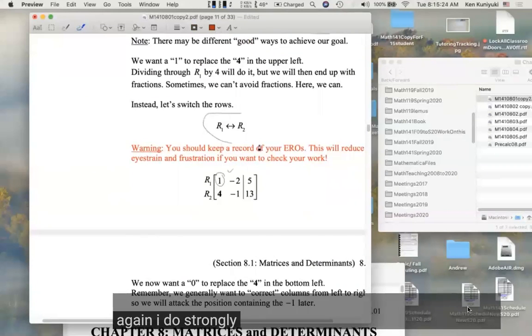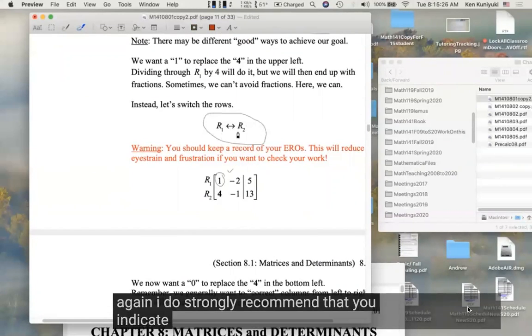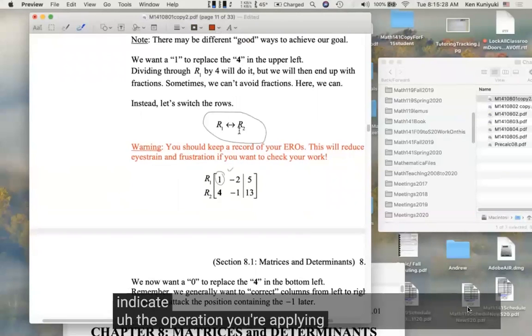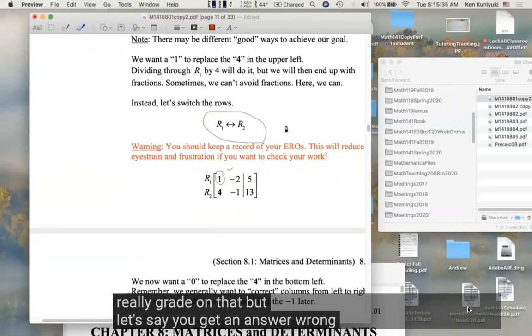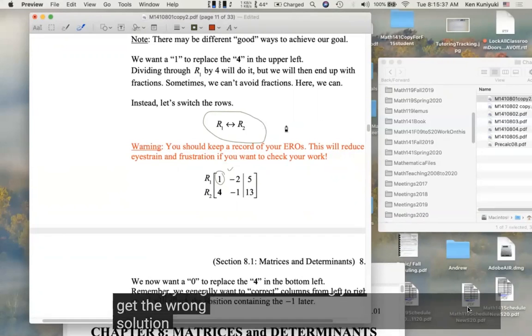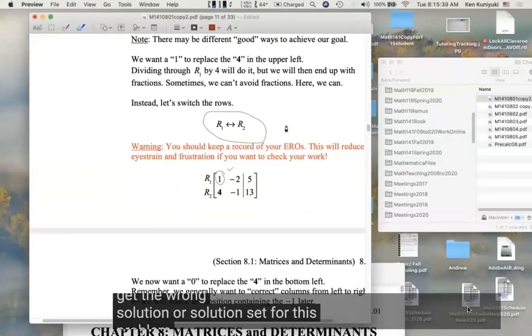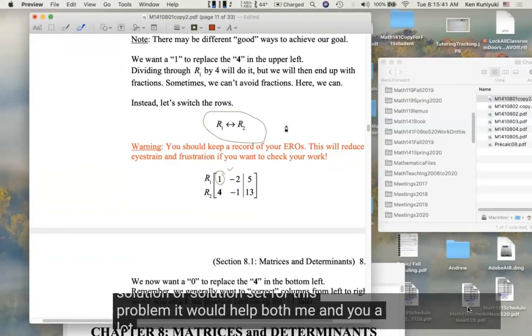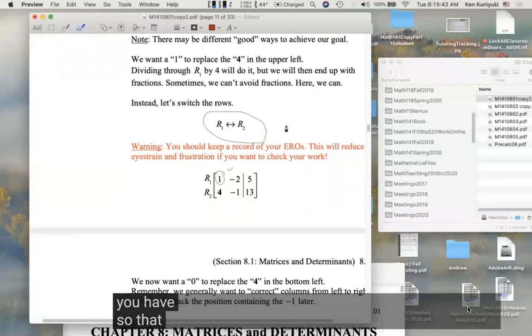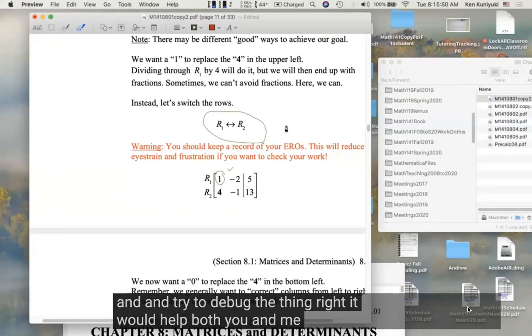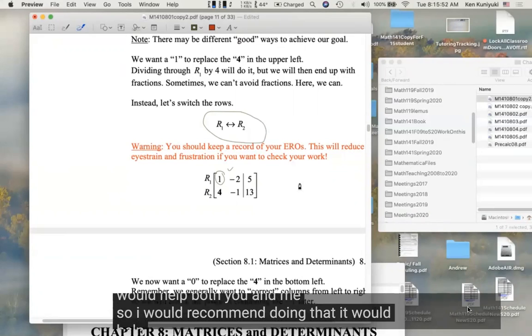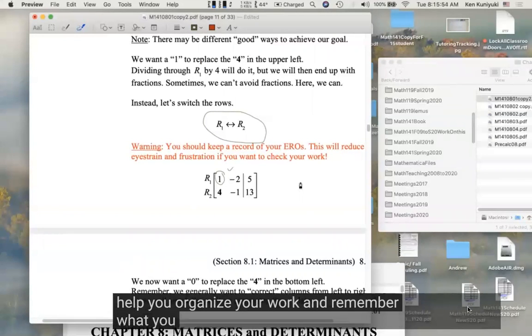Again, I do strongly recommend that you indicate the row operation you're applying somehow. I'm not going to really grade on that, but let's say you get an answer wrong, you get the wrong solution or solution set for this problem. It would help both me and you a lot if you were to indicate what steps you have so that both you and I could look back and try to debug the thing, right? It would help both you and me. So I would recommend doing that. It would help you organize your work and remember what you did.